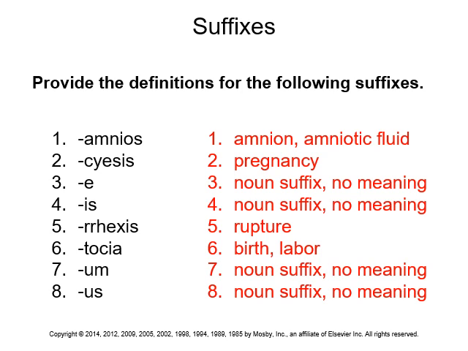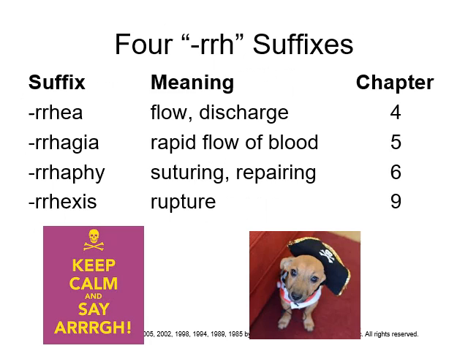One of the suffixes that we have learned in the past that has no meaning but is used quite frequently is -a, which also has no meaning, again, helps with pronunciation. Rexis is our fourth RRH suffix, which means that it is built off of the RRH letters. We learned RIA, which is flow or discharge in chapter 4. We learned RASIA, which is rapid flow of blood in chapter 5. RAFI is suturing or repair, and Rexis, which we learned today, and that is rupture.